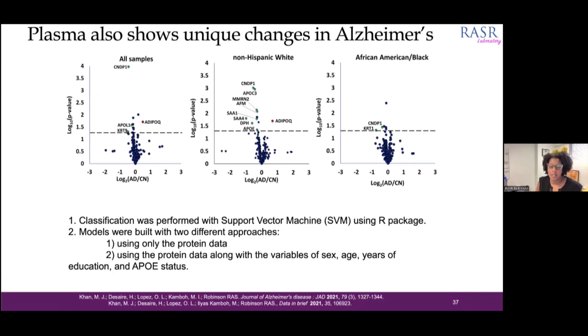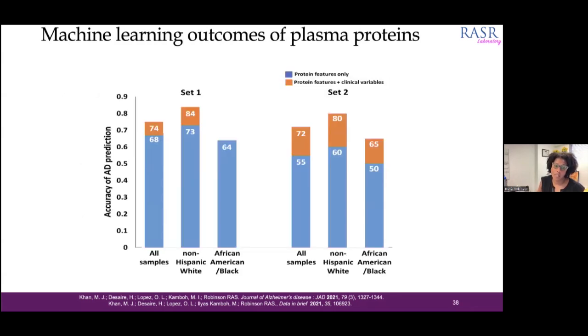In this model, we had two different approaches. One was to just use the protein data, and the second was to use protein data along with sex, age, years of education, and ApoE status of the participants to see if that helped to improve the model's performance. Essentially, if we were using the proteomics data on everybody and fed it the proteins that came from everybody, then we had a 68% accuracy of identifying who had Alzheimer's disease. If we added in the clinical variables, then we improved the accuracy to 74%.